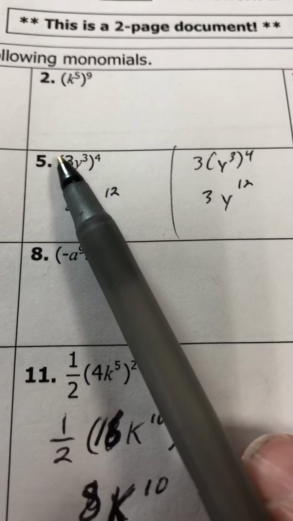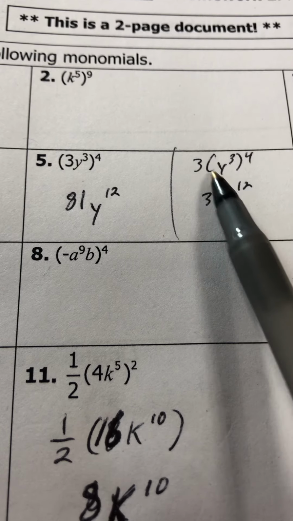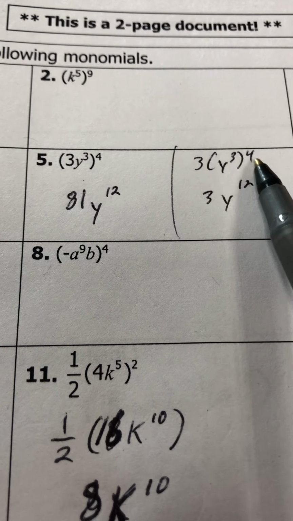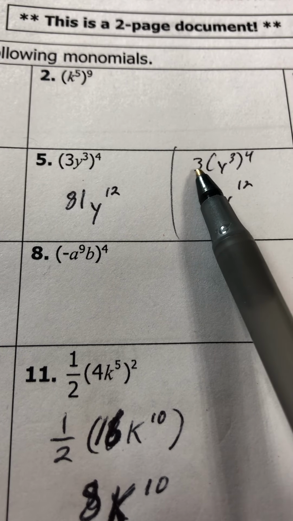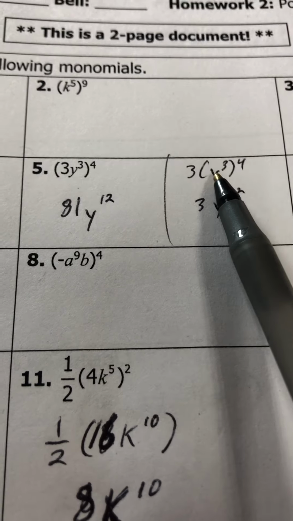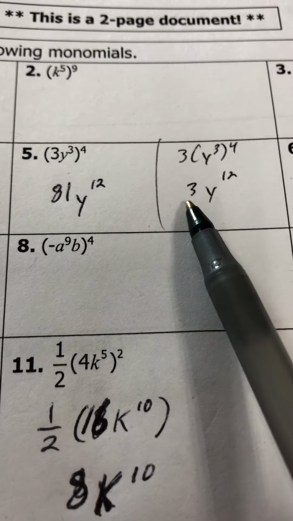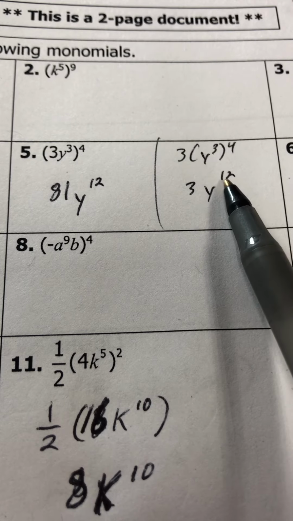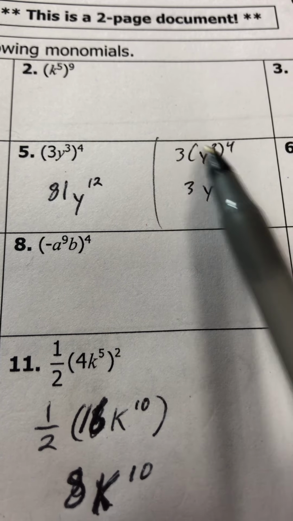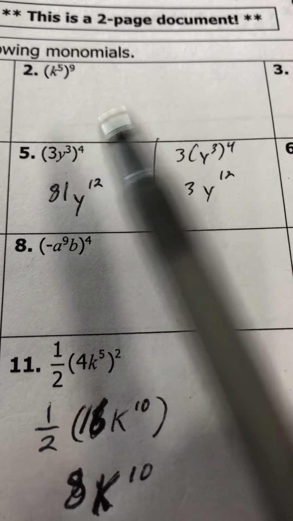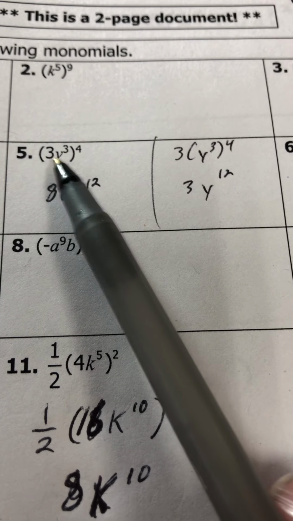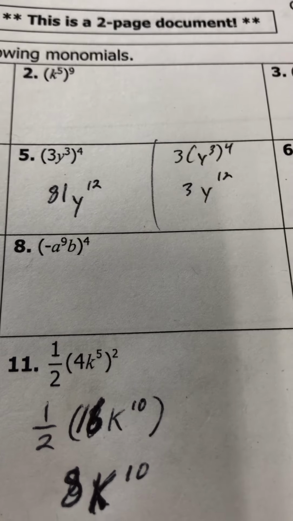Say that 3 was out of the parentheses. Well, then you wouldn't raise it to the 4th power because it's not included in the parentheses. So this would just stay 3, and the 4 times 3 would be 12. So this would be 3y to the 12th if it looked like this. I just wanted to point that out. Big difference if the number's in the parentheses or out of the parentheses.